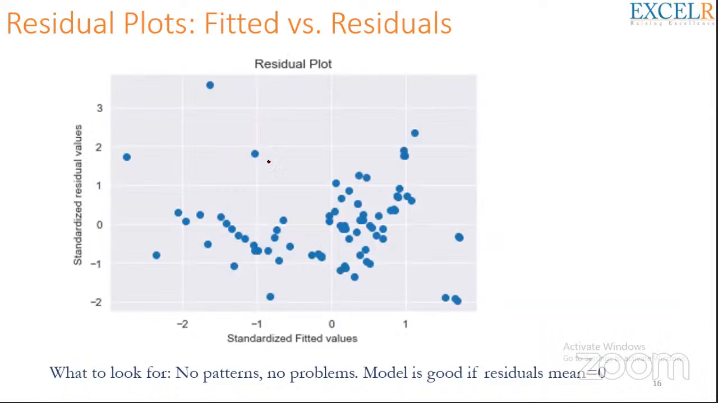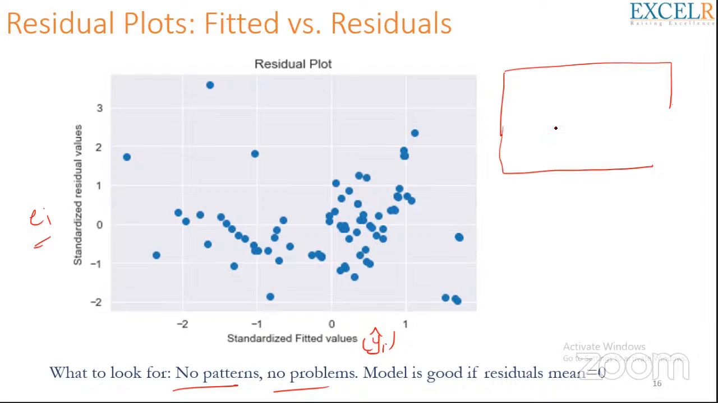Fitted versus residual. This is also called yi hat, and this is ei, standardized ei. And what to look for? How do we interpret this? No pattern, no problems. What do you mean by pattern? In this plot, if you see, for example, this kind of thing, what is happening here? First the error is reducing, then after that the error is increasing. That means there is a pattern.